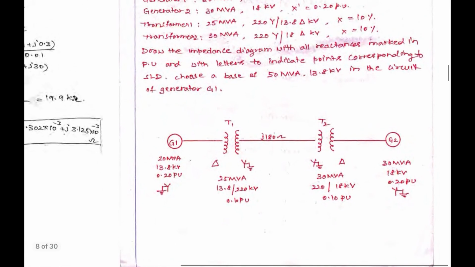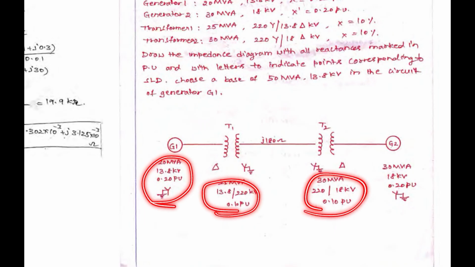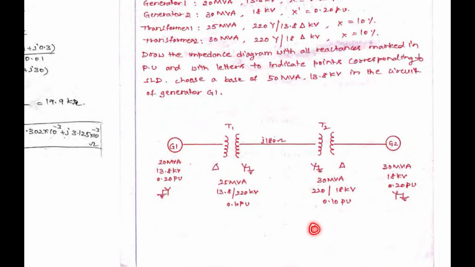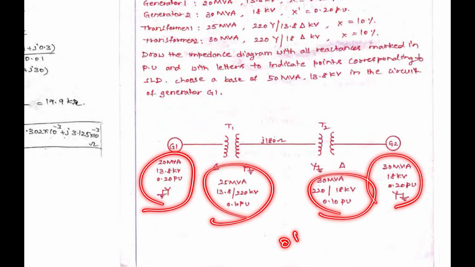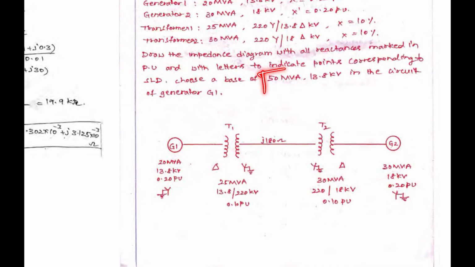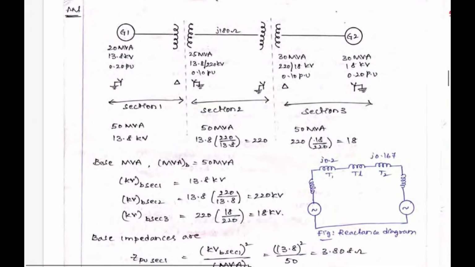So it is the diagram. From the given diagram, you first check the ratings and write down the ratings. They are the ratings that we are going to refer to as the old values. Okay, so all these ratings are the old values. What are the new values? 50 MVA and 13.8 kV. These are the new values. So from this we are going to try to solve this problem.